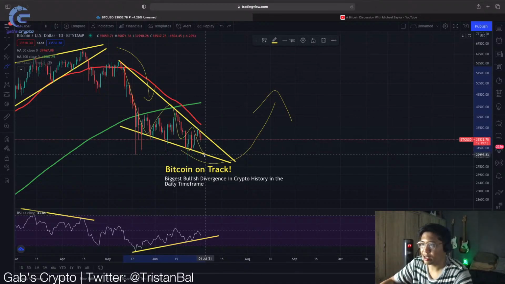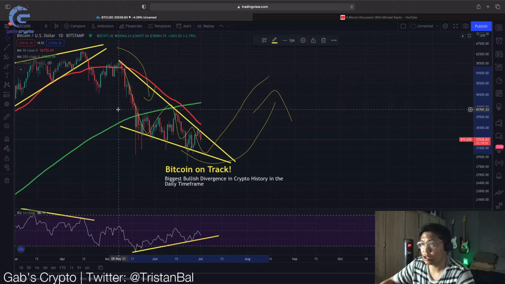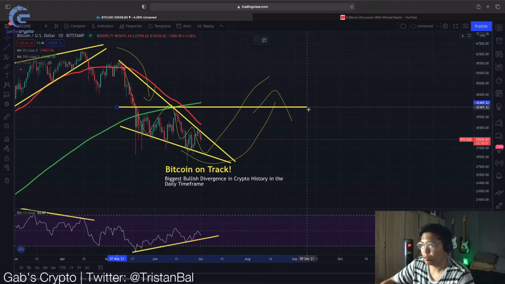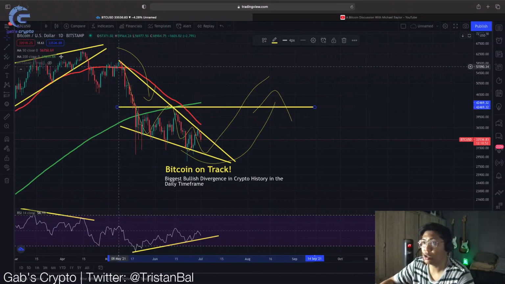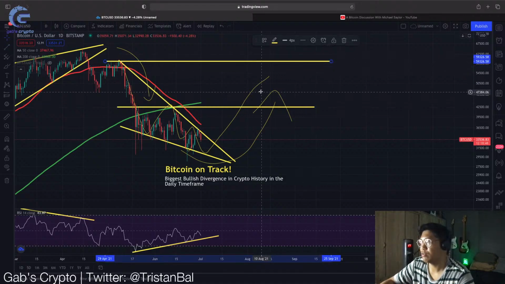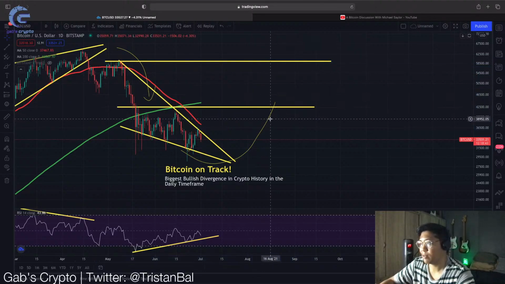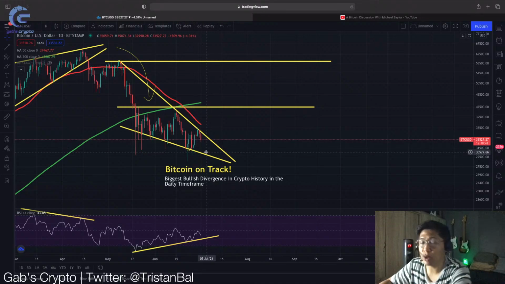And then the more na nagko-consolidate yung ating price action within this pattern, the more likely na tayo magbe-break up. And technically, ang technical target niya talaga is the top of the falling wedge. So, usually ang kanyang target is either this level, the 42,000, or the previous high, which is this $59,000 area. So, let's say na mag-play out nga to, itong falling wedge.